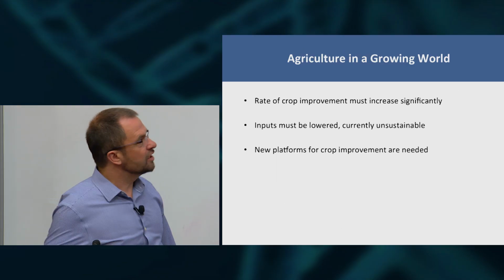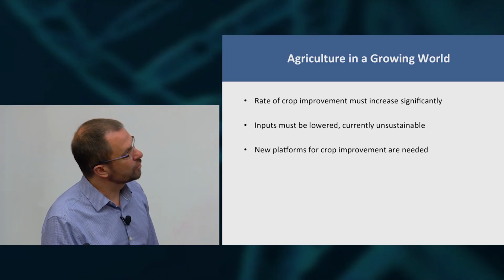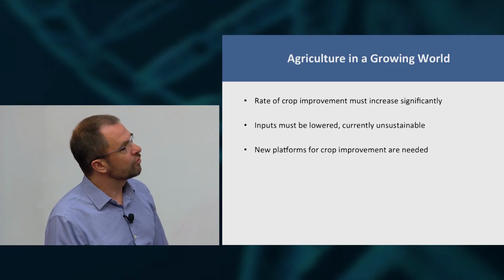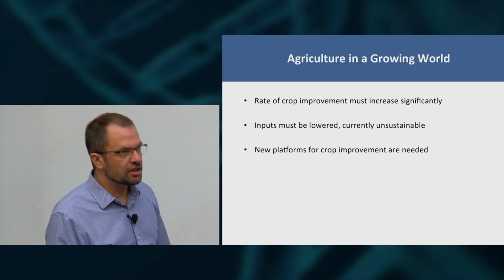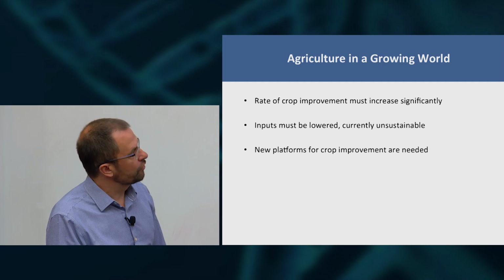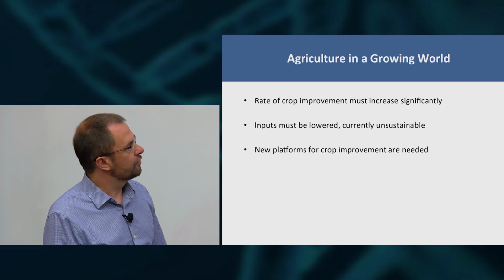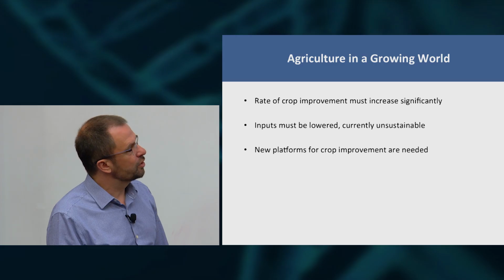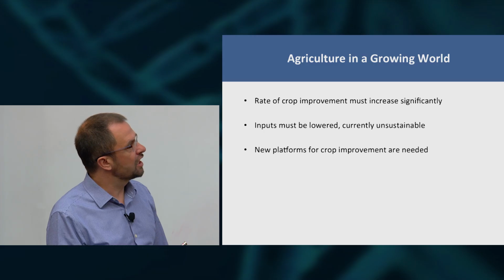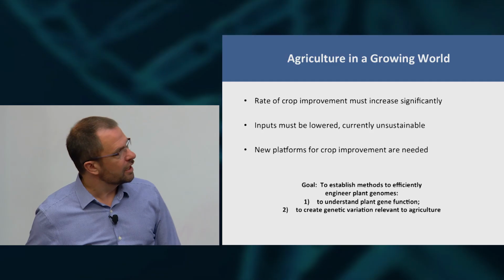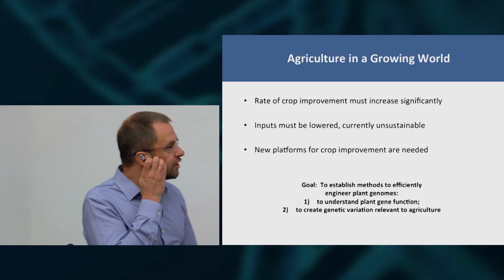There are many solutions to this problem. One is increasing the rate of crop improvement: improved plant varieties that are going to produce better on marginal lands or with fewer inputs, less water, and fewer amounts of fertilizer. Deploying new mechanisms to create genetic variability can create crop varieties that can meet this increasing demand in the food supply.